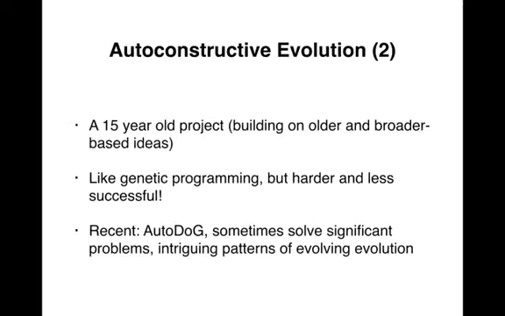One is that we believe that ultimately, the evolution of the evolutionary mechanisms is going to produce better evolutionary computation systems than we can devise by hand. But also, some of the recent results, especially embodied in a system called AutoDog, which I'll be discussing today, are for the first time being able to solve some significant problems and are demonstrating intriguing patterns of the evolution of evolution. So I want to show you those results and show you the patterns that we're beginning to see.